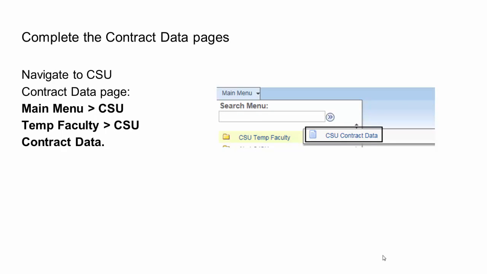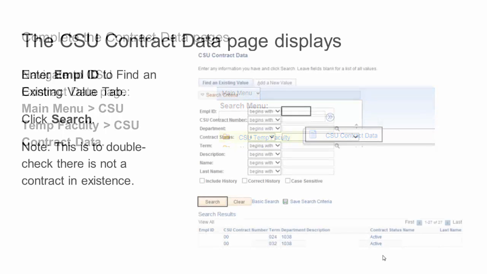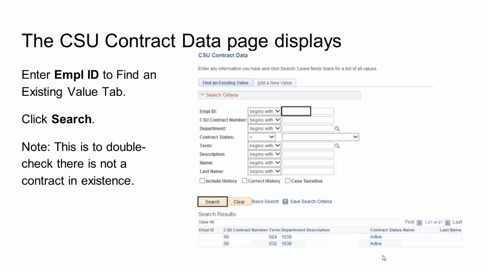Complete the contract data pages. Navigate to CSU Contract Data page. Main menu, CSU Temp Faculty, CSU Contract Data. The CSU Contract Data page displays. Enter EMPL ID to find an existing value tab. Click Search. Note, this is to double check there is not a contract in existence.